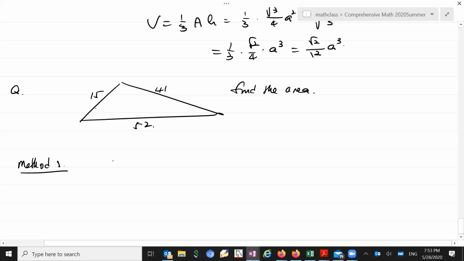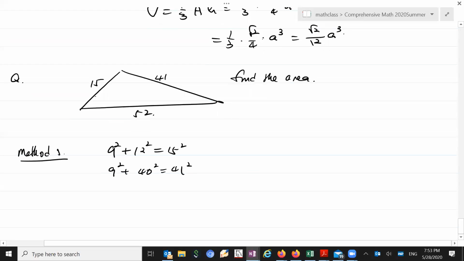If we know that 9 squared plus 12 squared is equal to 15 squared, and 9 squared plus 40 squared equals 41 squared, then you quickly can get the answer. So let's draw the line here. This is x, this is y. So 15, 12, 9. So you can see that h should be equal to 9. x is going to be 12, y is going to be 40. So add them together, you get 52. Then you're done.